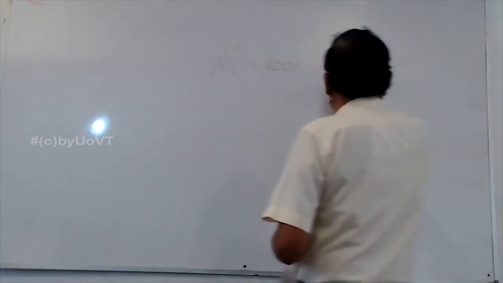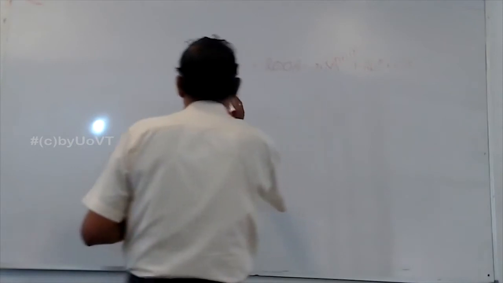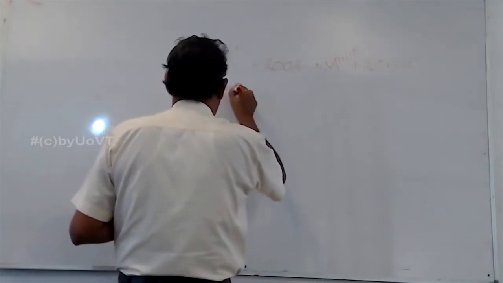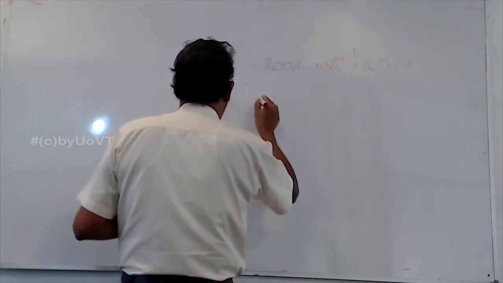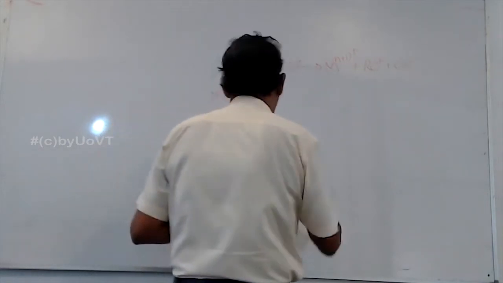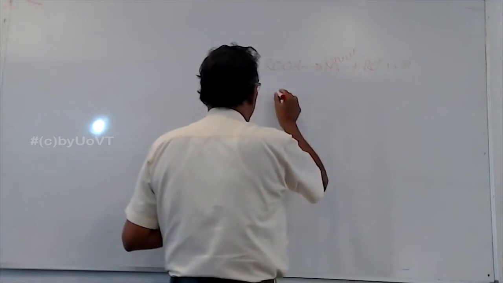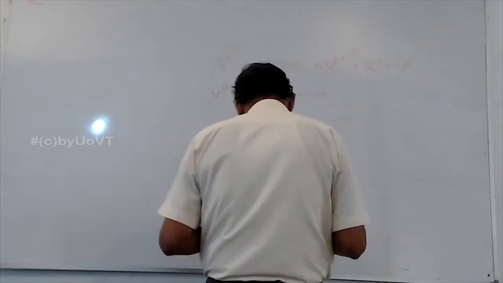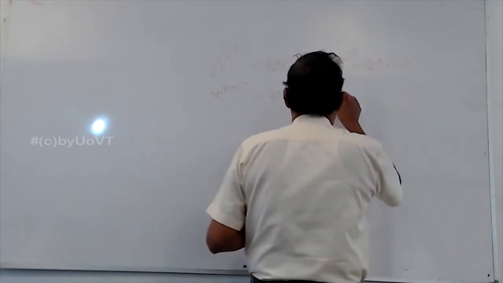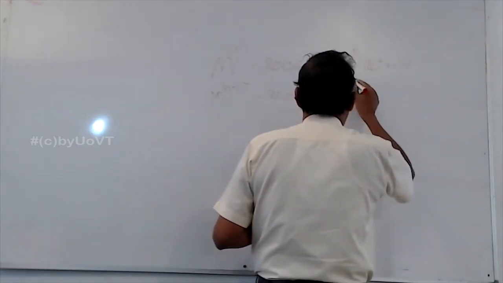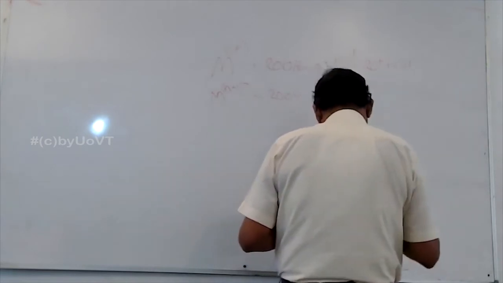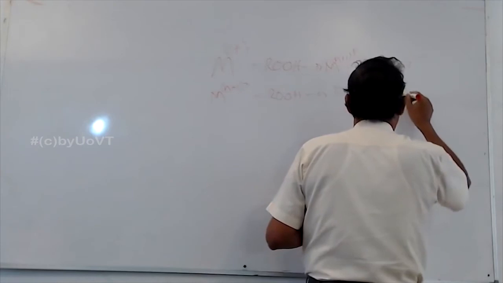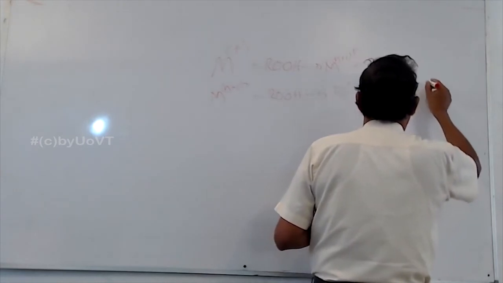Then again this one, M^(n+1)+, interacts with a second peroxide, forming RO2• plus H+ plus again the formation of M^n+.